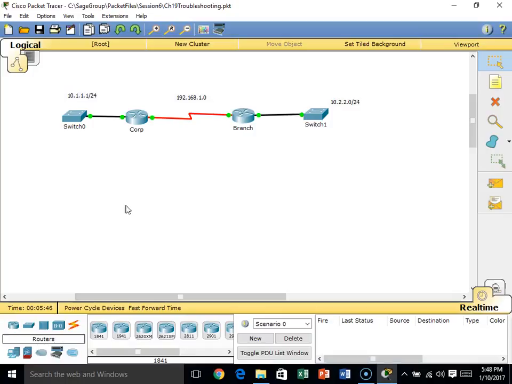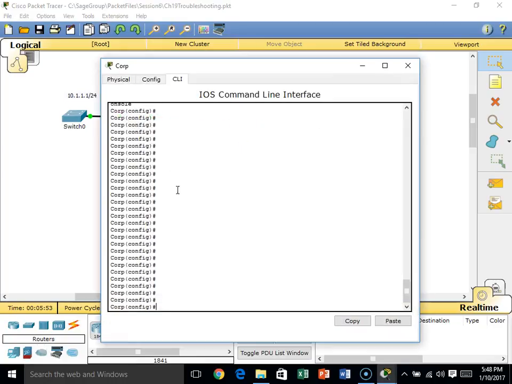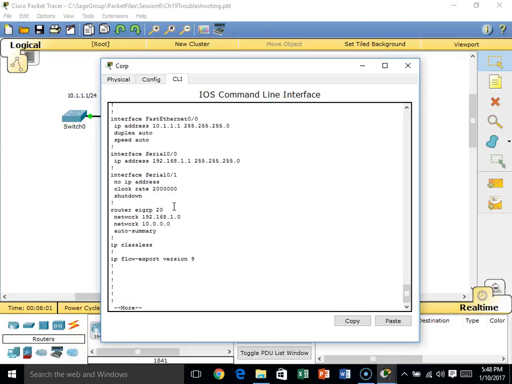Try to look at the troubleshooting here. These two routers, Corp and Branch, have EIGRP configured on them. Show the running configuration here. Router EIGRP 20. I did the auto summary because of the problem I'm having with Packet Tracer doing a no auto summary by default. So router EIGRP 20, 192.168, and it's advertising the networks 192.168 and the 10s.